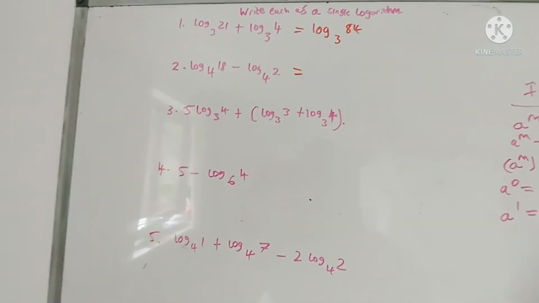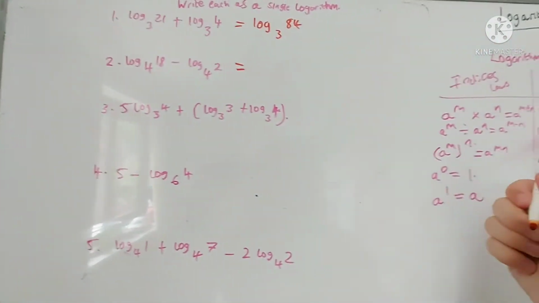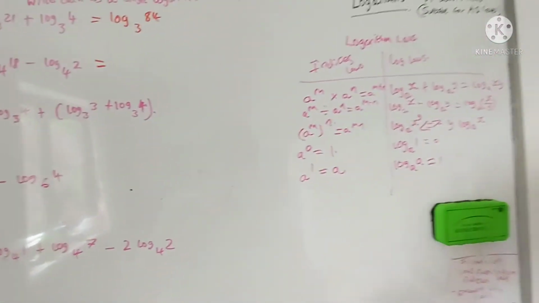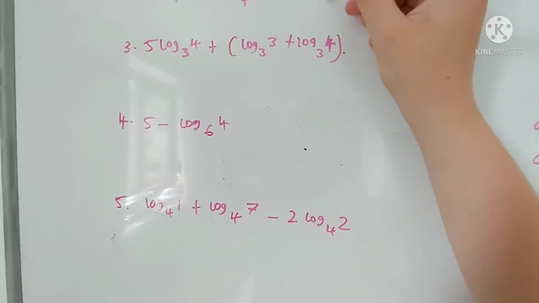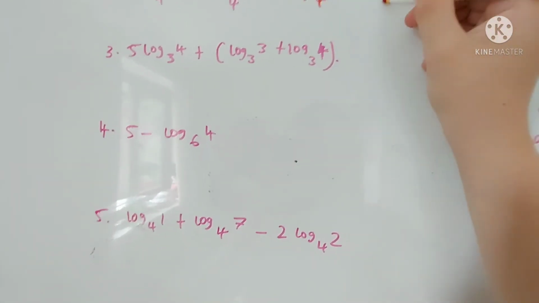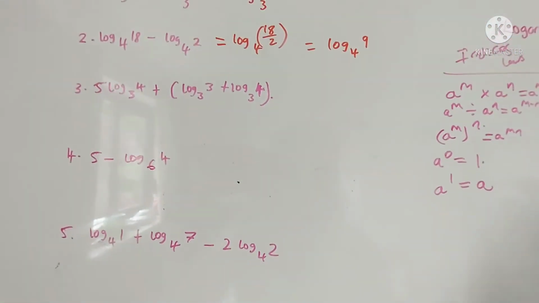Number 2, log base 4 of 18 minus log base 4 of 2. Well, using the second law over here, if I am subtracting logs, I can divide. So I've got log base 4 of 18 over 2, which is then equal to log base 4 of 9. Okay.